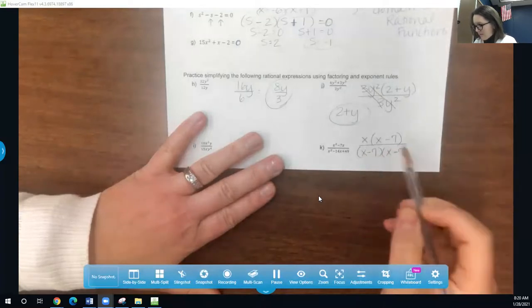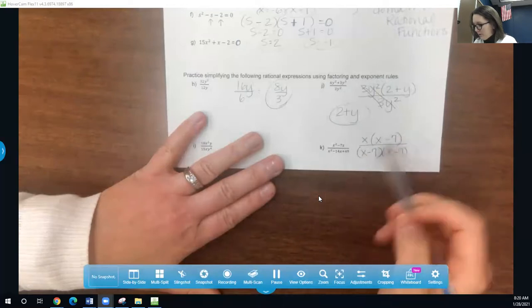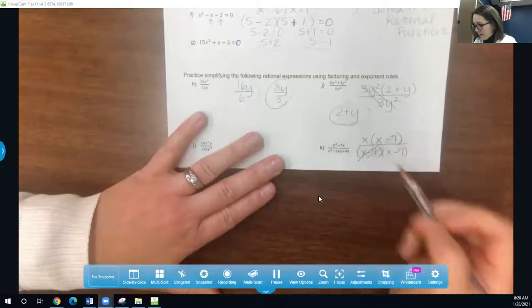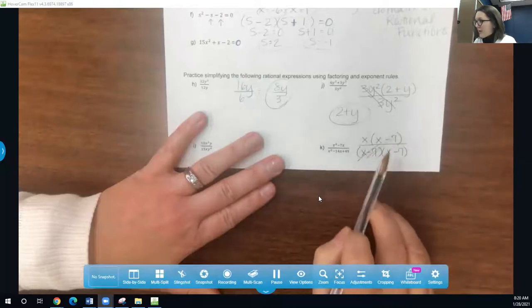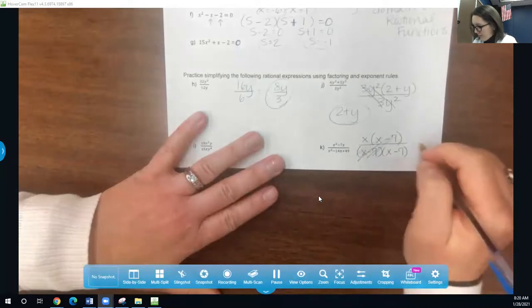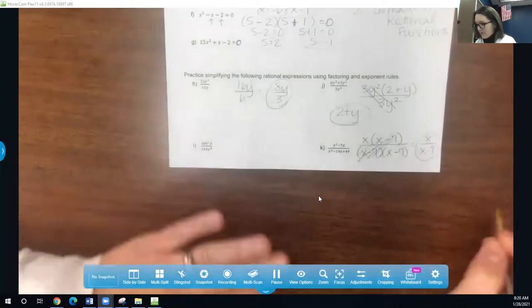This is great because this binomial matches this binomial. The whole binomial has to match, okay? So keep that in mind. So I can cancel it out. I don't have 2 on the top, so I can only cancel 1 out. So our simplified form is x divided by x minus 7. That'll be your answer. All right, let's move on.